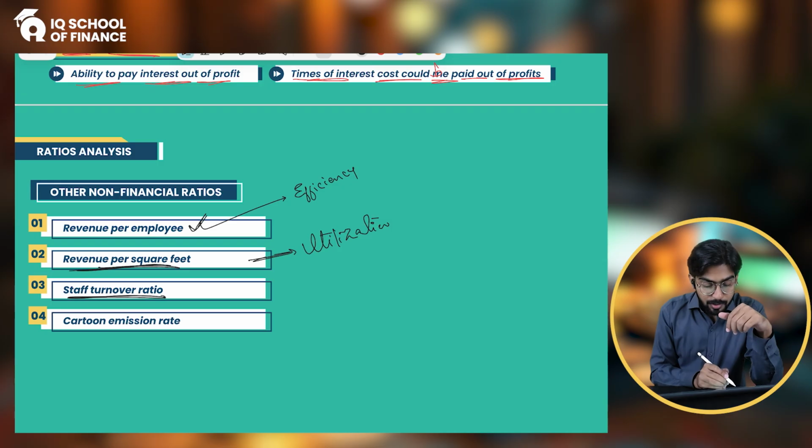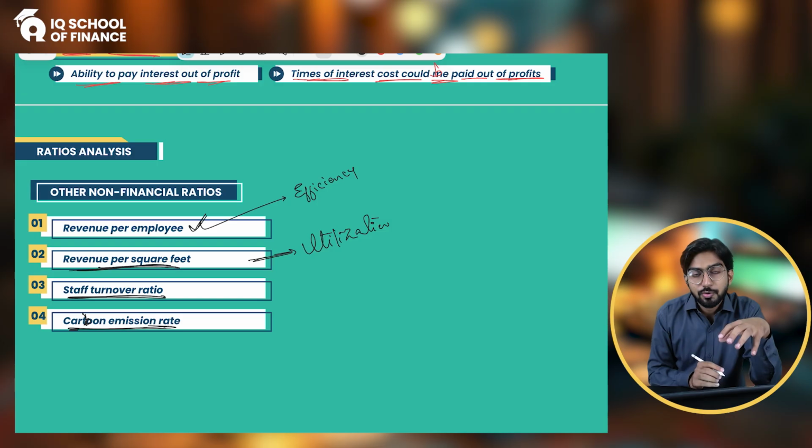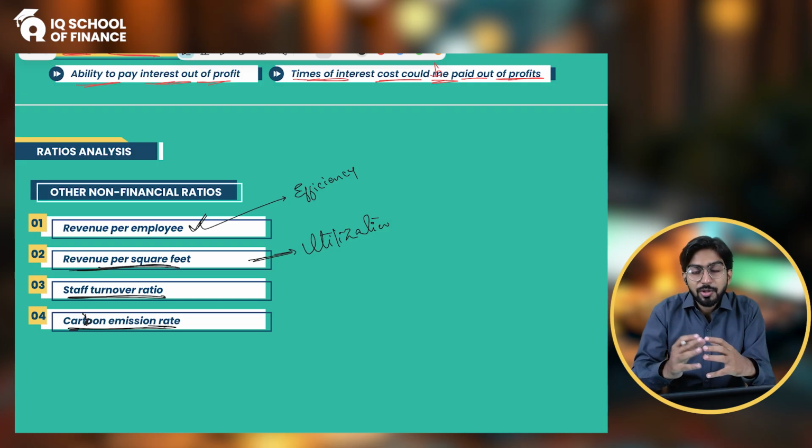Then the carbon emission rate. It shows you, for example, in some industry or environment or jurisdiction where there are very strict laws related to environmental footprints or environmental concerns, you are going to evaluate how much your carbon emission rate is, and whether or not you are able to control it, decrease it, or maybe you are carbon neutral, or these kinds of activities, right? So these are some non-financial ratios, which tell you about the performance of the company when you compare it with anything.